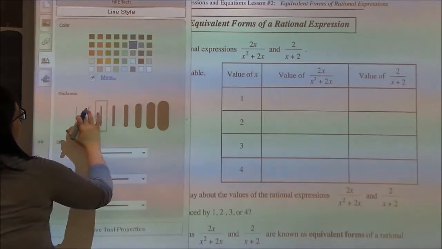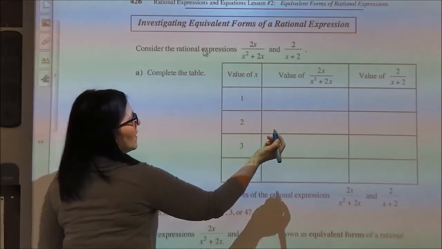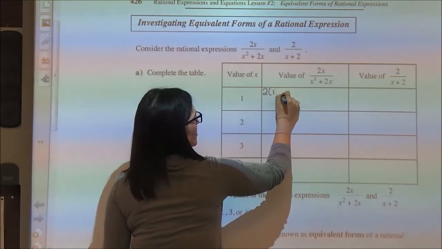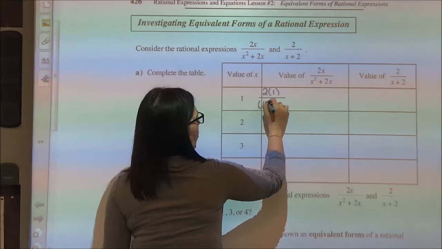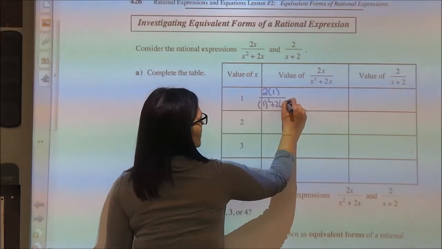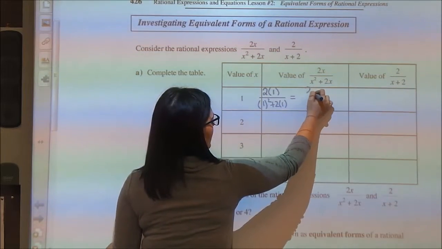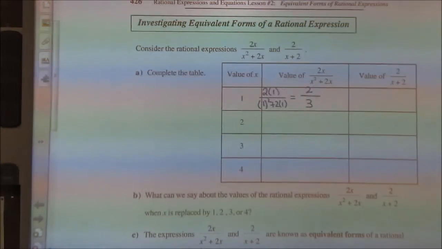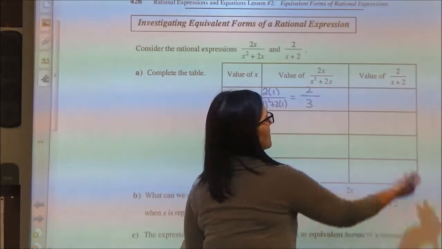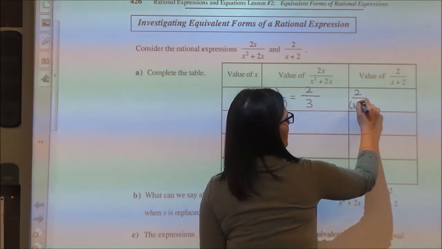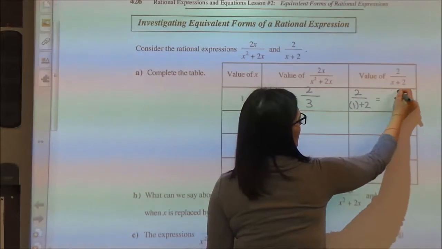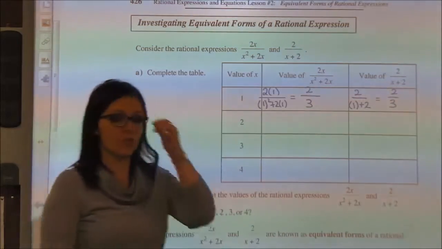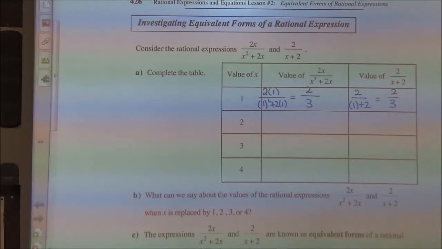So if x equals 1, I have 2 times 1 over 1 squared plus 2 times 1. So that gives me 2 over 1 plus 2, 3. If I look at the other expression, I have 2 over 1 plus 2, which also gives me 2 over 3. So what I'd like you to do is continue with that chart, and complete the next 3 rows.